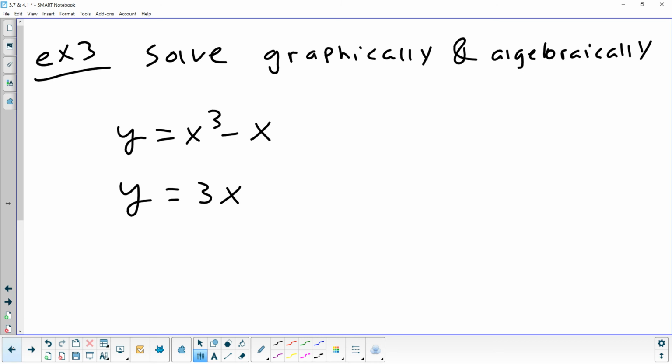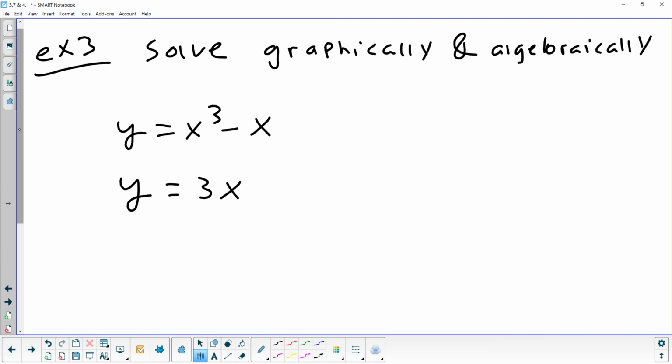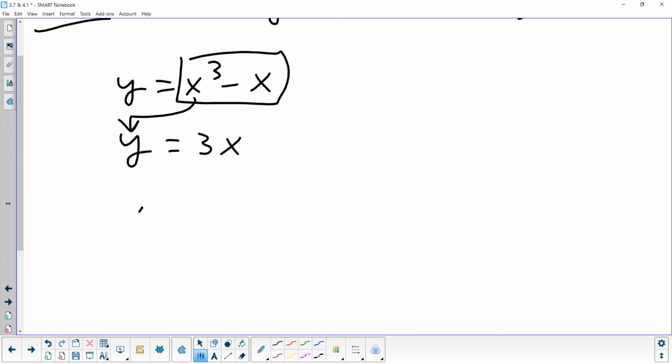All right, and let's finish up with this one. Solve graphically and algebraically. Okay, let's do it algebraically first. How would I solve this algebraically? What would be the easiest method to use on this system? Yep. You just substitute in. Yeah. I would substitute because we know y equals x cubed minus x. So substitute that in for y. X cubed minus x equals 3x.